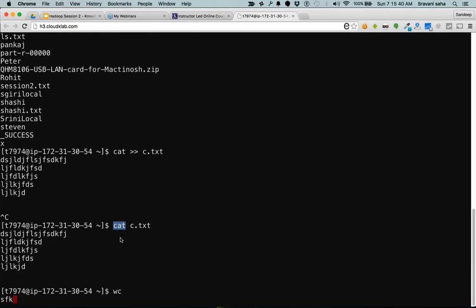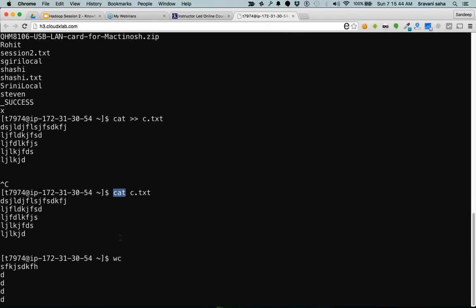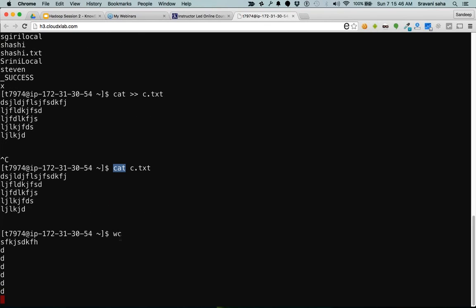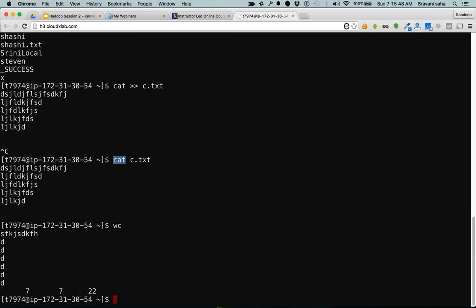WC is a word count program. Whatever you type here, it will do the word count on this, and then tell you how many total words there are. It counts the number of characters, not unique characters, just the characters, and the total number of lines. This is the total number of lines, total number of words, and total number of characters. All right, so WC took the input from us when we typed.